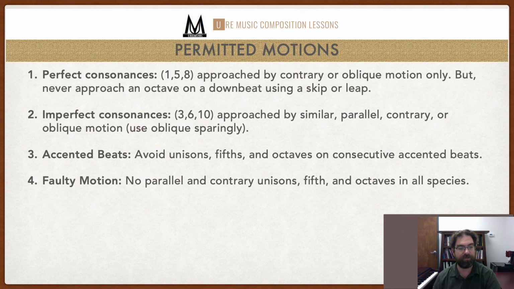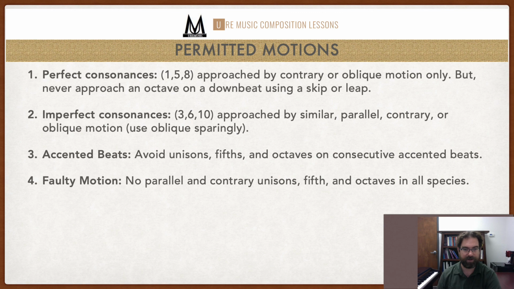So your permitted motions. Your perfect consonances can be approached by contrary or oblique motion only. Never approach an octave on a downbeat using a skip or leap. That's important. We always want to step into those octaves, so one line at least has to be stepping into an octave. Imperfect consonances can be approached by similar, parallel, contrary, or oblique motion. You can use any of those motions. Just use oblique motion sparingly.